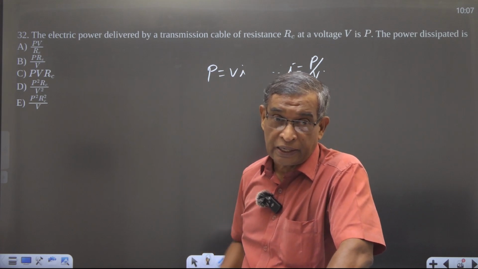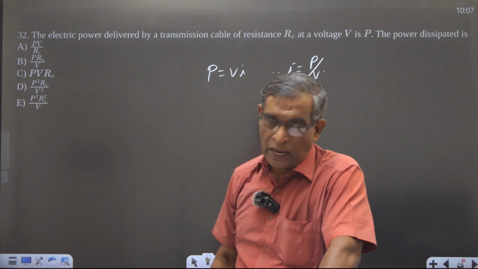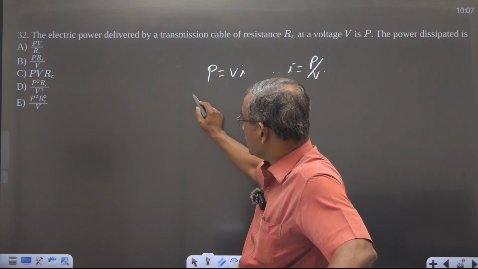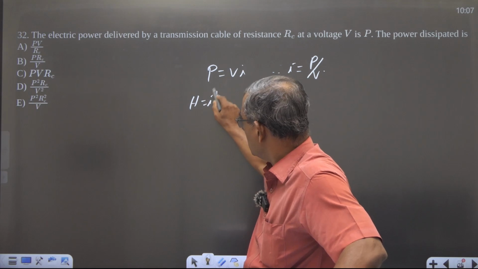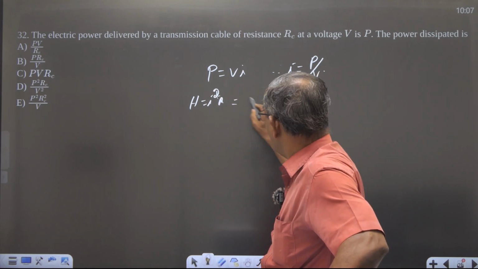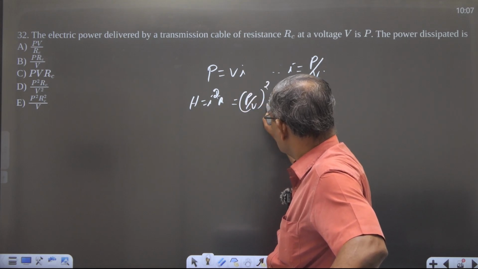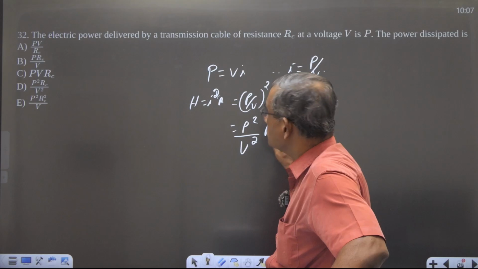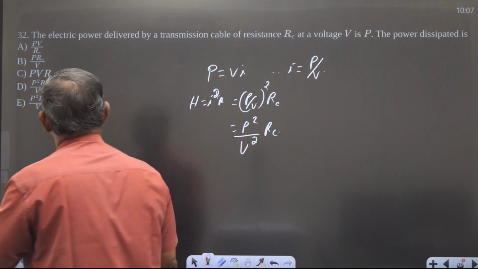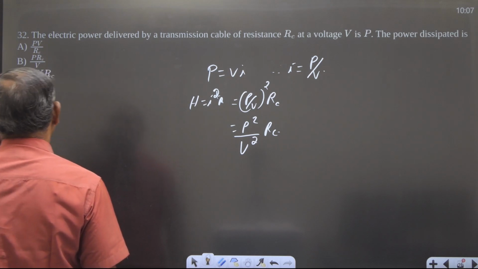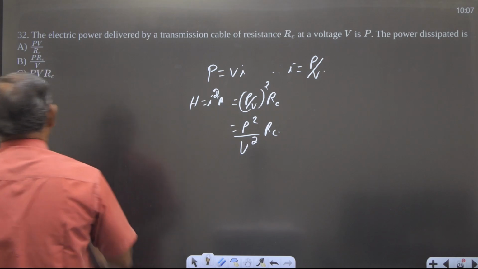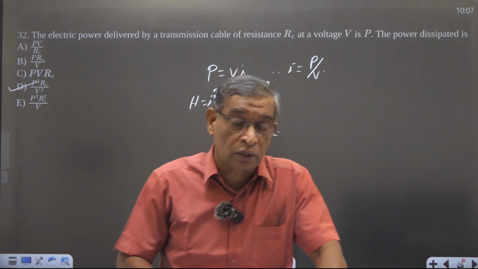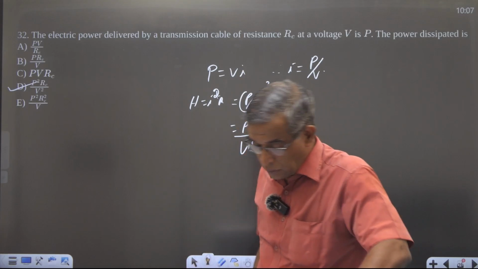Now the question is heat generated, energy lost in the transmission power line. Energy loss in the transmission line is the copper loss, or I squared R. Heat generated is equal to I squared R. Here I is given by P by V, whole squared, into R of cable. P squared by V squared into R, oh sorry, P squared RC by V squared. So that is the option 2, the energy loss in the form of heat in the transmission line. Next question.